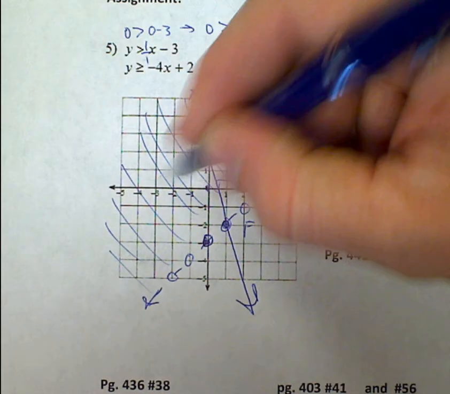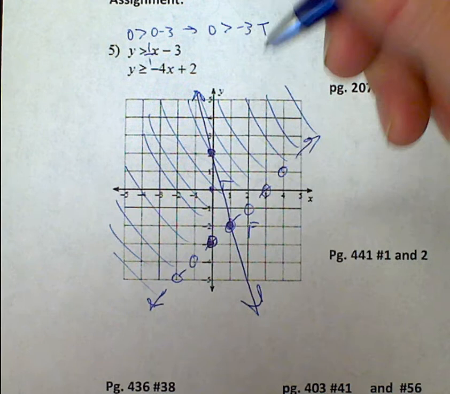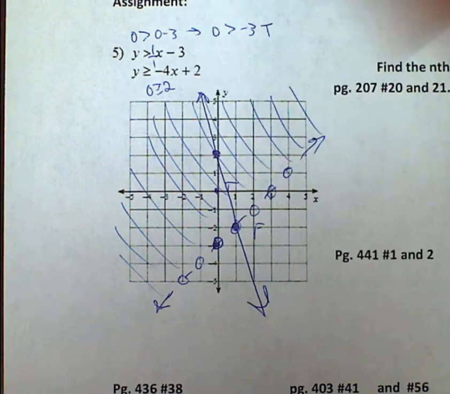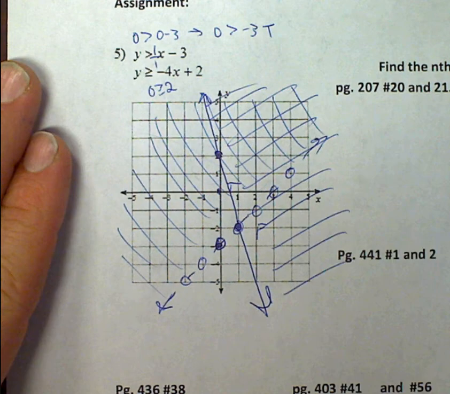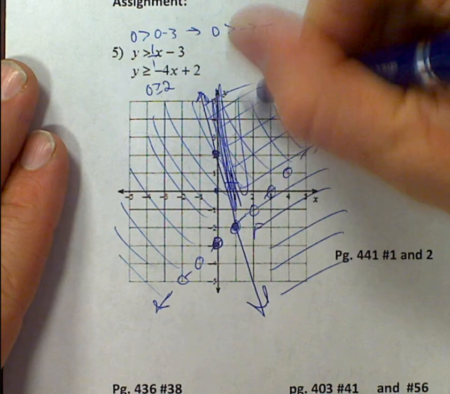My true side is on the left side, my false side is on the right side. Is 0 greater than or equal to 2? That is false. So if I shade on this side, they are intersecting right there.